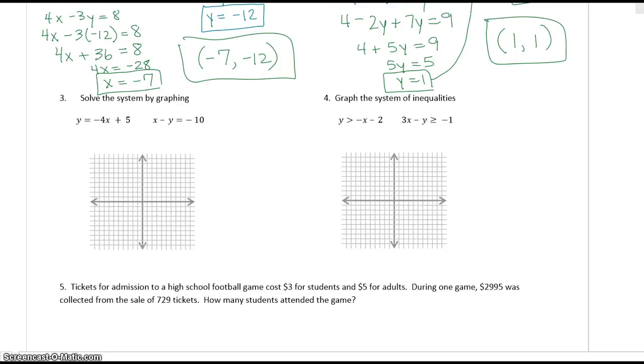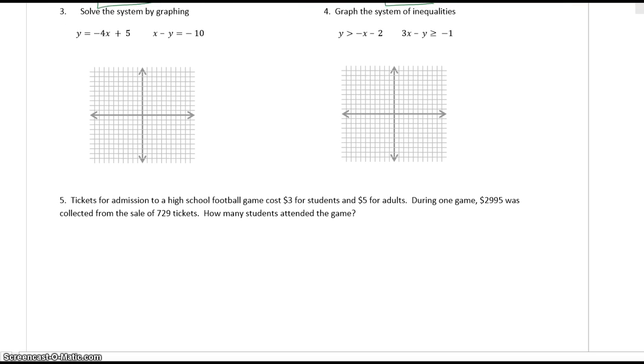Okay, so now let's look at solving graphically. The direction said that we have to graph both equations, or both lines on the same coordinate plane, and see where they cross or intersect. So for number 3 here, the first equation is in slope-intercept form. Remember, y equals mx plus b. We start with the y-intercept of 5 on the y-axis. So 1, 2, 3, 4, 5. That is our starting point for that line. Our slope is negative 4, or negative 4 over 1, so the line should be going down. We're going to go down 4 over 1.